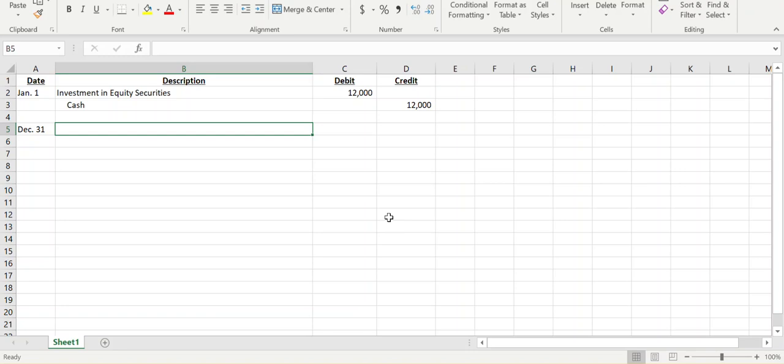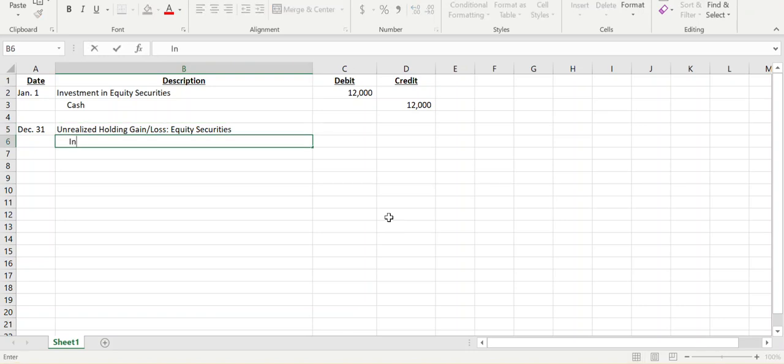We're going to directly impact that investment account for any increase or decrease in the fair value of those investments. In this case, our fair value is actually lower. Our fair value is only at $10,500. So we have an unrealized holding gain or loss, in this case a loss, on our equity securities. That's why it's debited. And we're going to directly impact that investment in equity securities account.